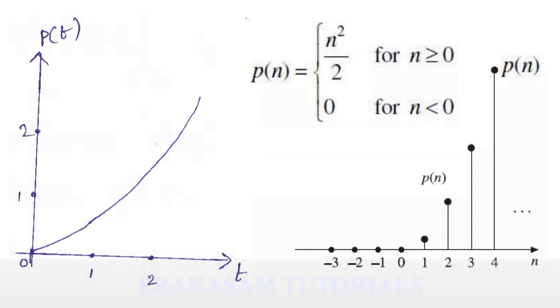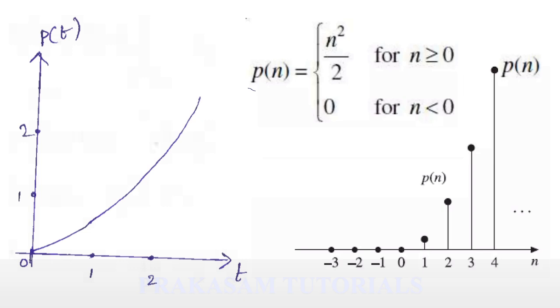So mathematically, the discrete time unit parabolic signal is denoted by or represented by p of n, and it is defined as p of n is equal to n square by 2 for n greater than or equal to 0, and p of n is equal to 0 for n less than 0. So n square by 2 for n greater than or equal to 0.